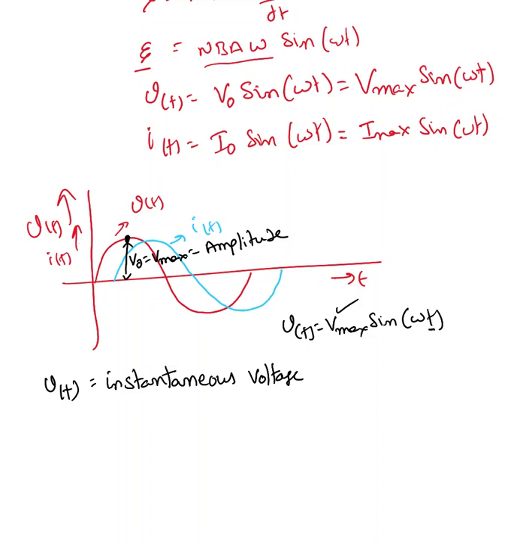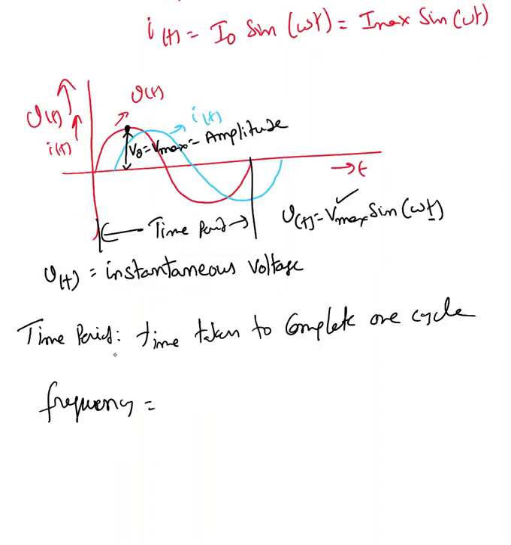Now the next one is time period. Time period is nothing but the time taken to finish one cycle. So this is the time period, how much time it takes to complete one cycle.